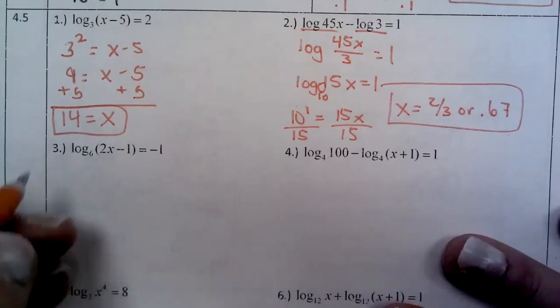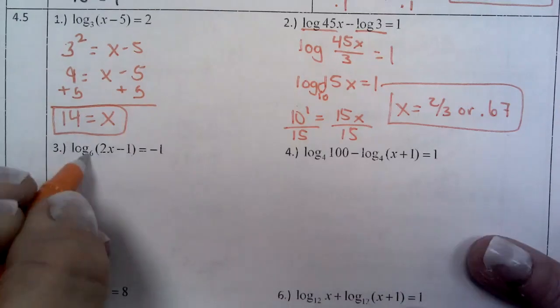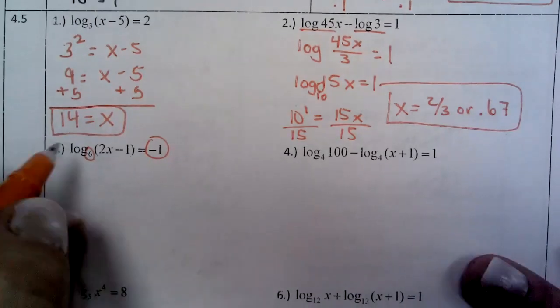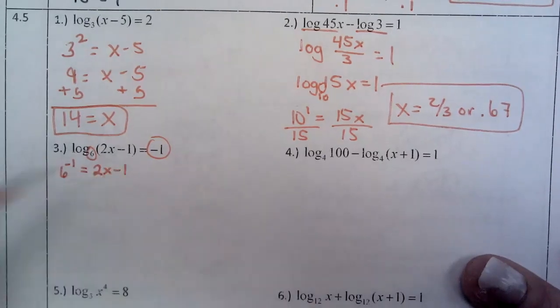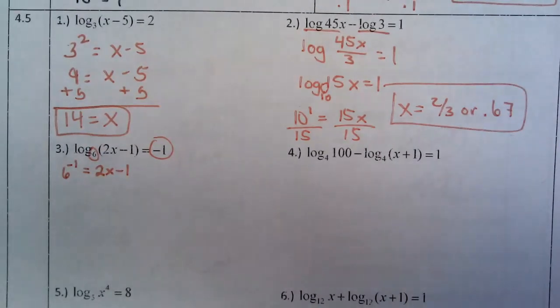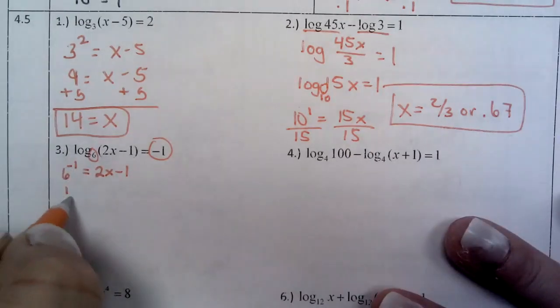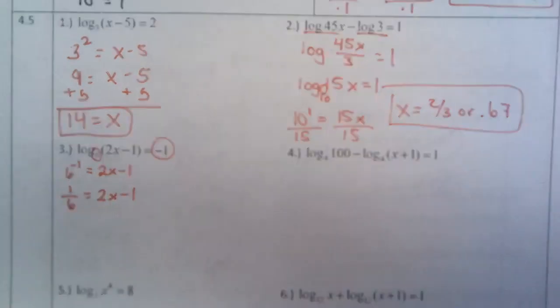Okay, the next one, I don't see any inverse operations. So the first thing I'm going to look at is if I can change that to exponential form. So I'm going to have 6 to the negative 1 power equals 2x minus 1. Well, I don't like negative exponents, so I need to get rid of that. So I'm going to have 1 over 6 equals 2x minus 1.